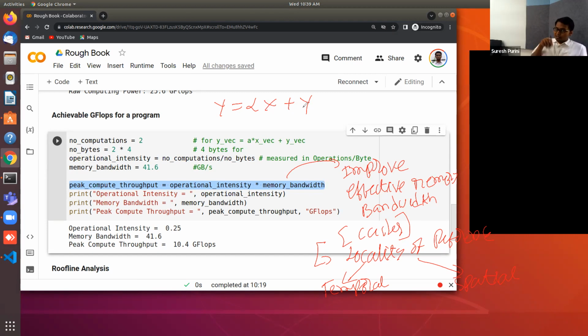But what is acting in favor is, although they don't show temporal locality of reference, they show spatial locality of reference. That is, when you access x of i, you end up accessing x of i plus 1, x of i plus 2, x of i plus 3. So the vectors x and y show spatial locality, and alpha shows temporal locality.